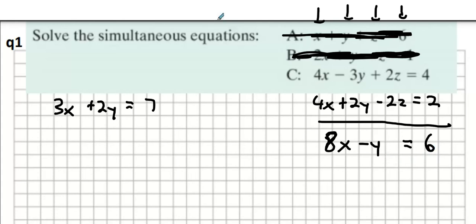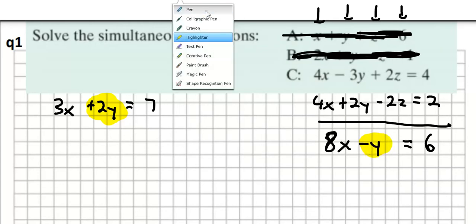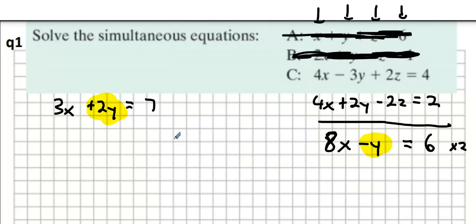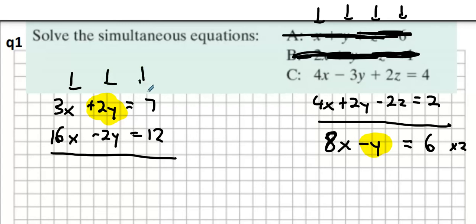Now, lads, what gets rid of 2y? Yeah, bottom 1 by 2. Happy days. Bottom 1 by 2, minus 2y equals 12. Add downwards. What do we get? 19x equals 19. X equals 1. You're on 11 marks. Okay.